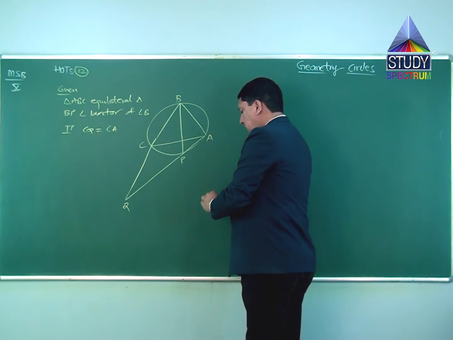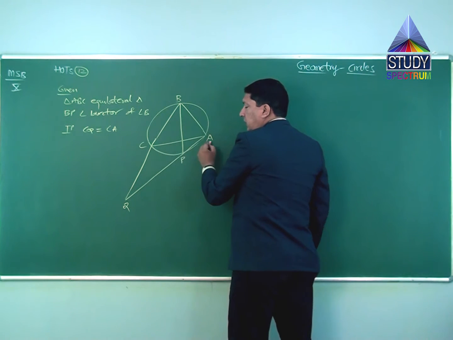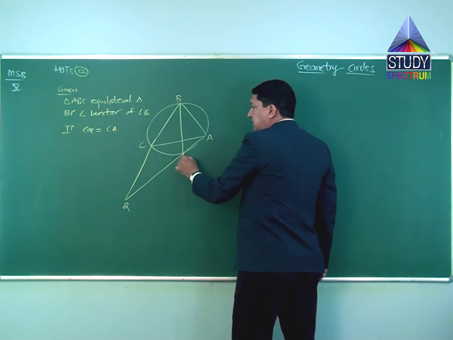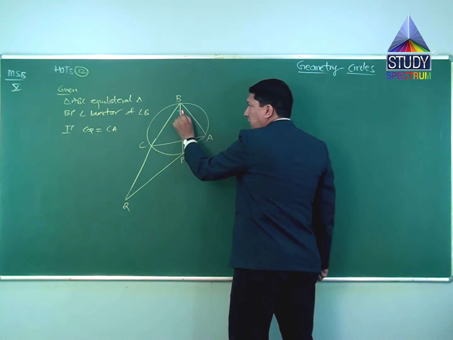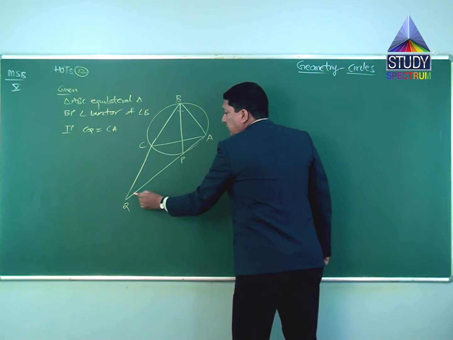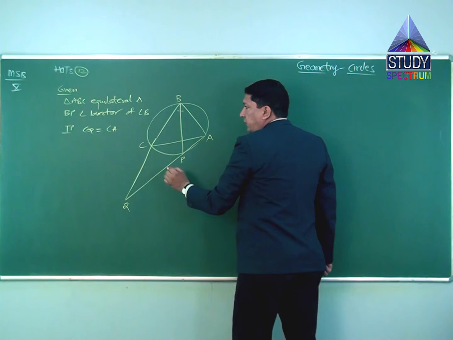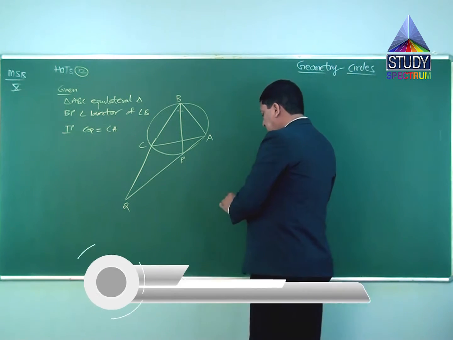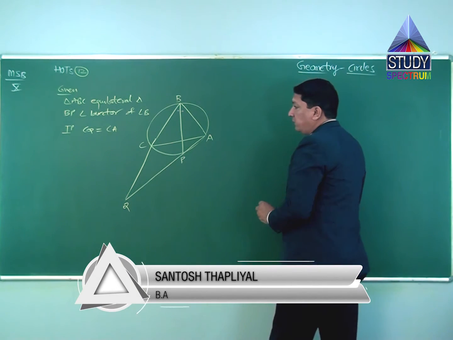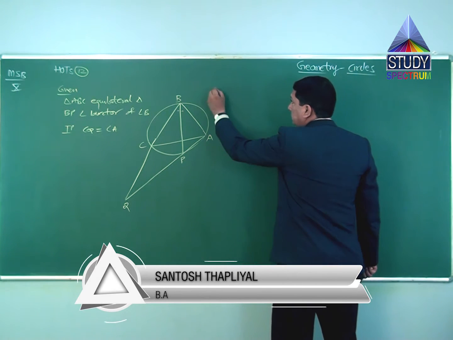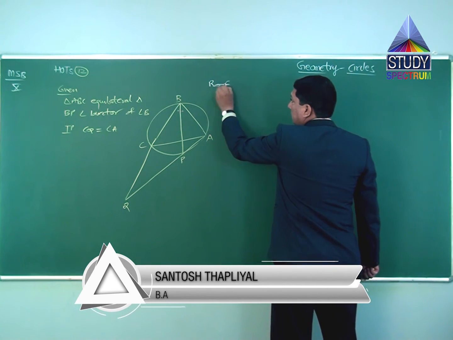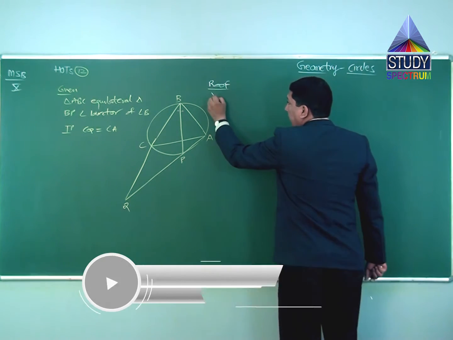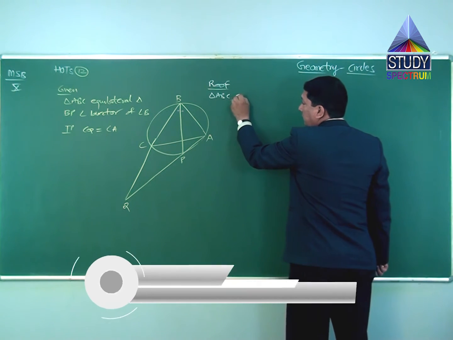Again, triangle ABC is an equilateral triangle. All three sides are equal. BP is an angle bisector. These two angles are equal. And this is how figure is drawn. We need to prove CQ is equal to CA. So we'll start with the proof of this. Triangle ABC equilateral, given.